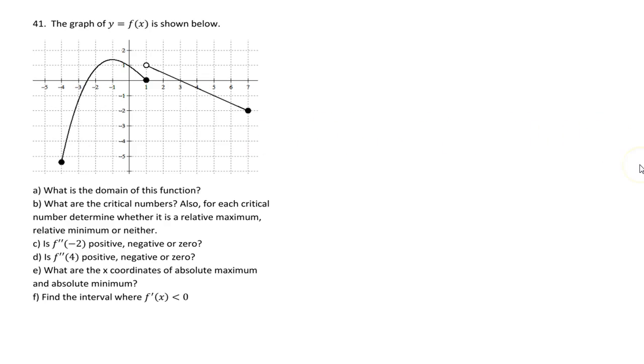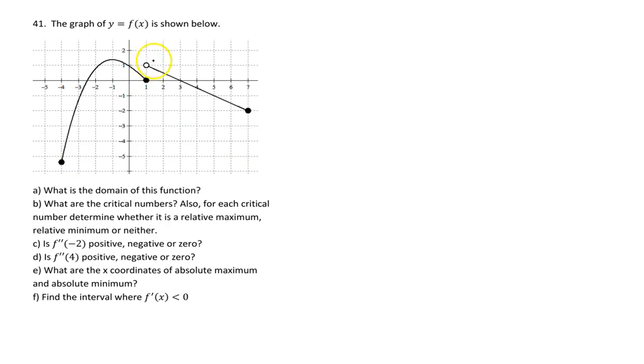The graph of f of x is shown below. Okay, first question, what is the domain of this function? You can see that the graph stops at -4. There's no graph before -4, and also it stops at 7. There's nothing after 7. So we know that the graph has the domain from -4 to 7.